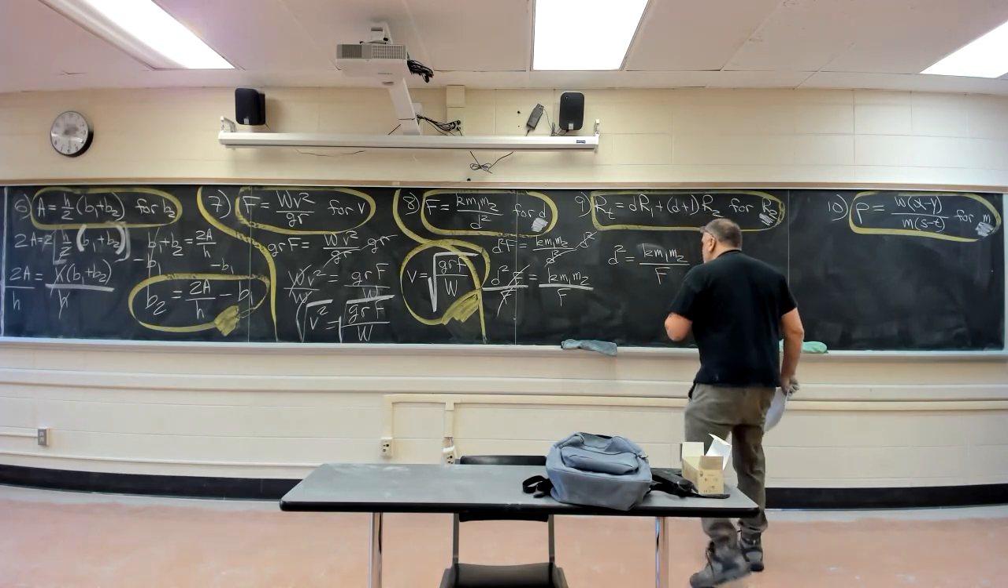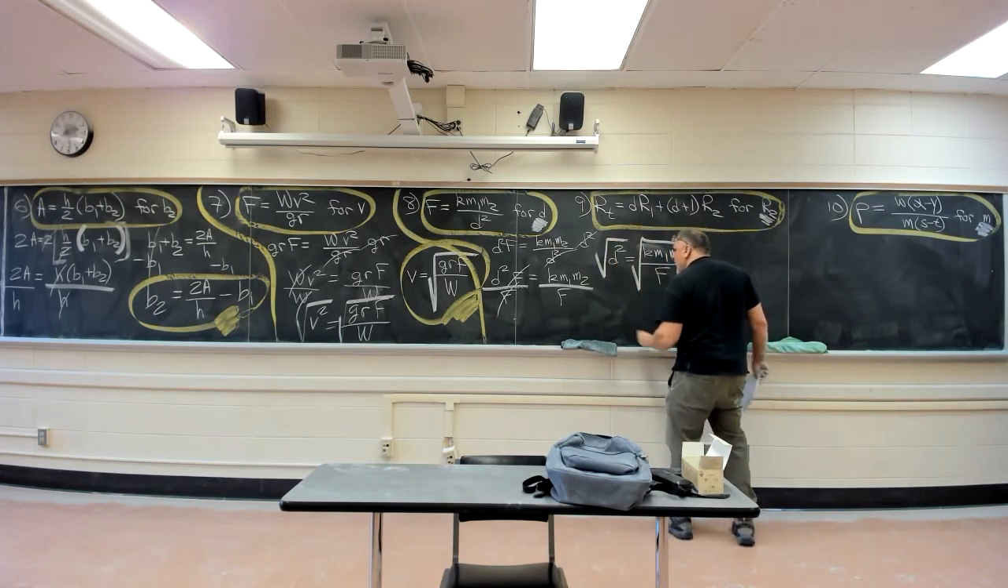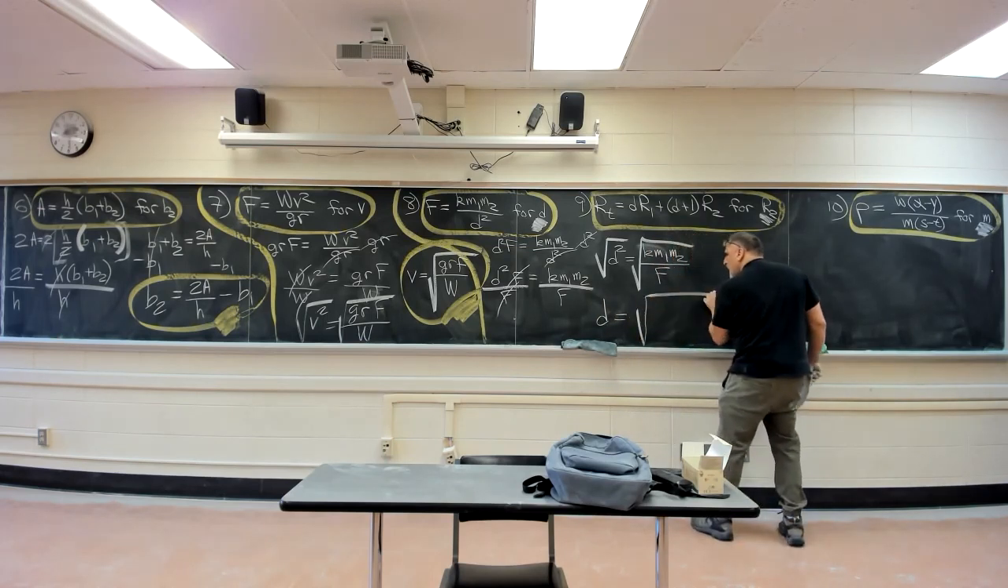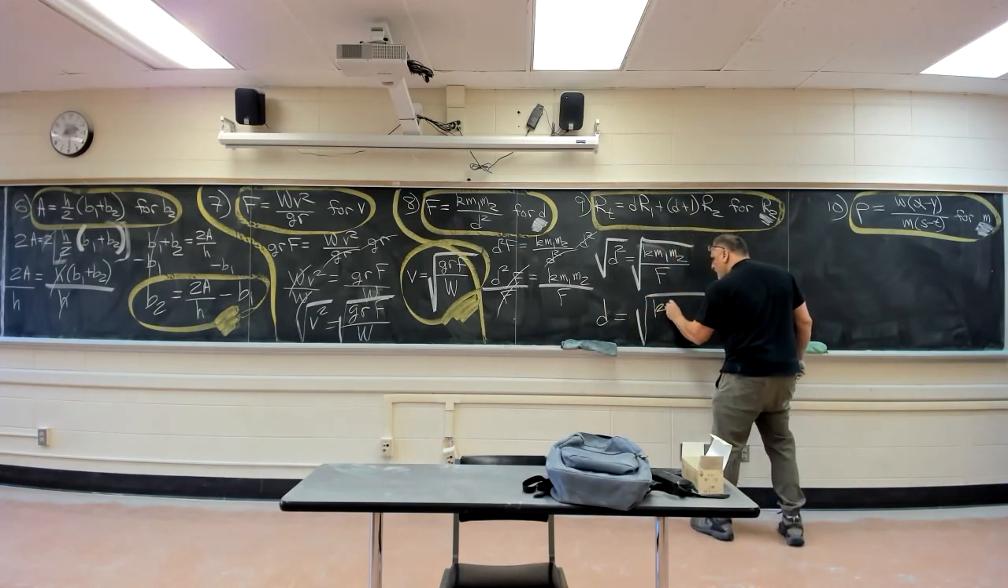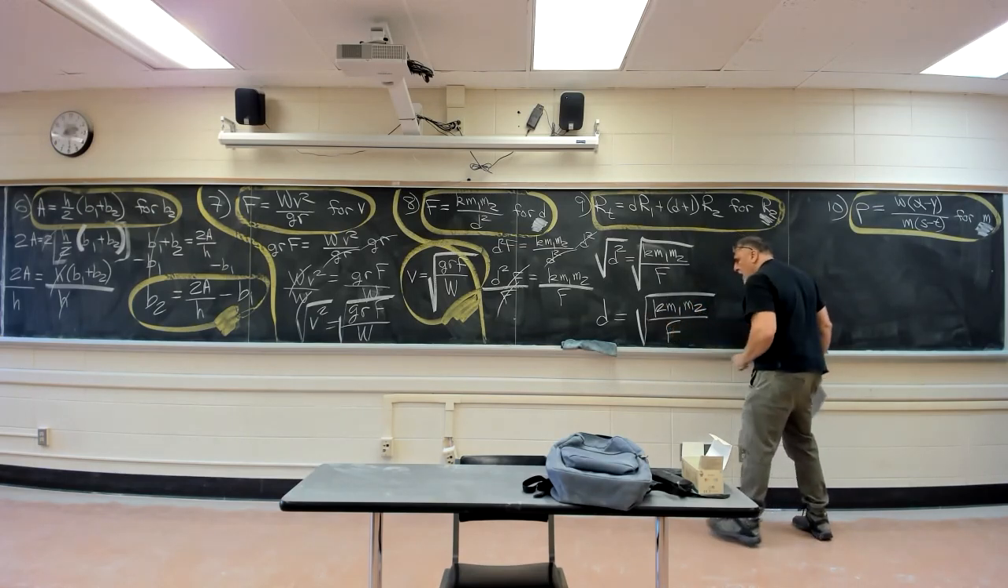Divide by F on each side. You get to here. Square root each side. D equals the square root of K M1 M2 over F.